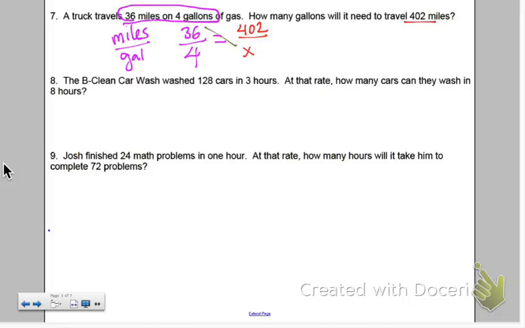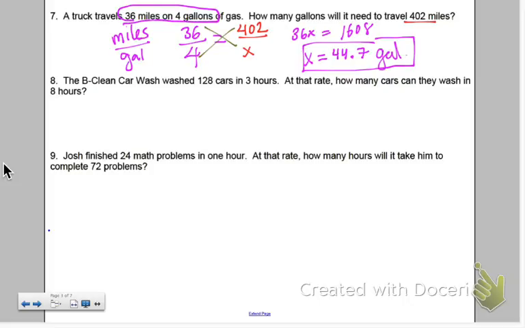Now you just cross multiply and solve. That gives us 36x equals 402 times 4, which is 1608. Divide both sides by 36, and that gives us x equals 44.6 repeating, or 44.7. And we want to include the units, so that's 44.7 gallons.